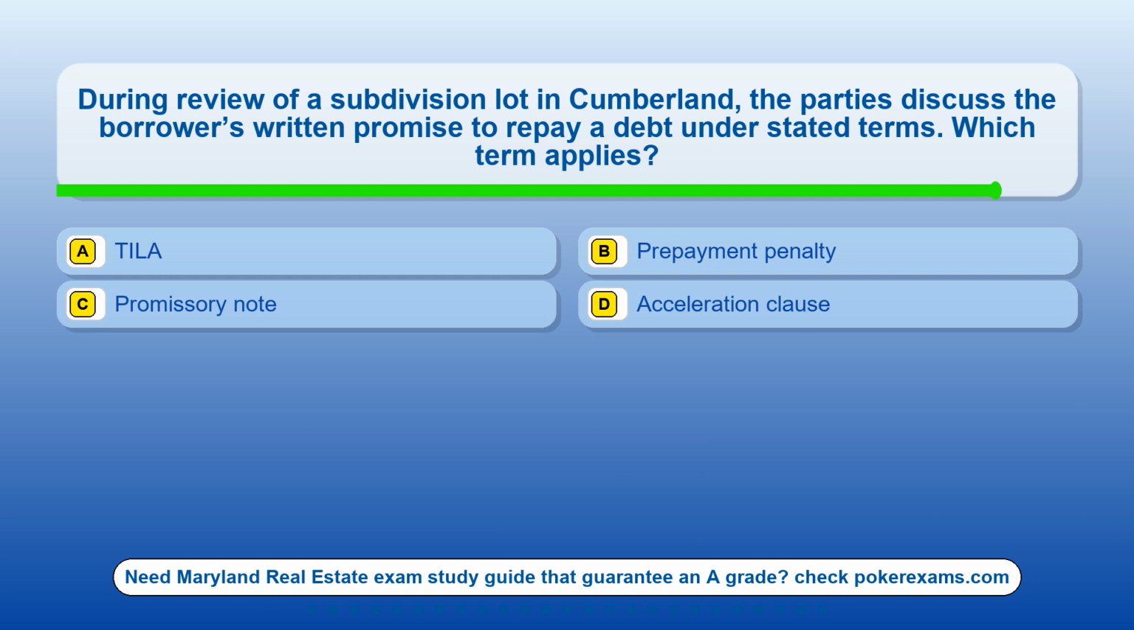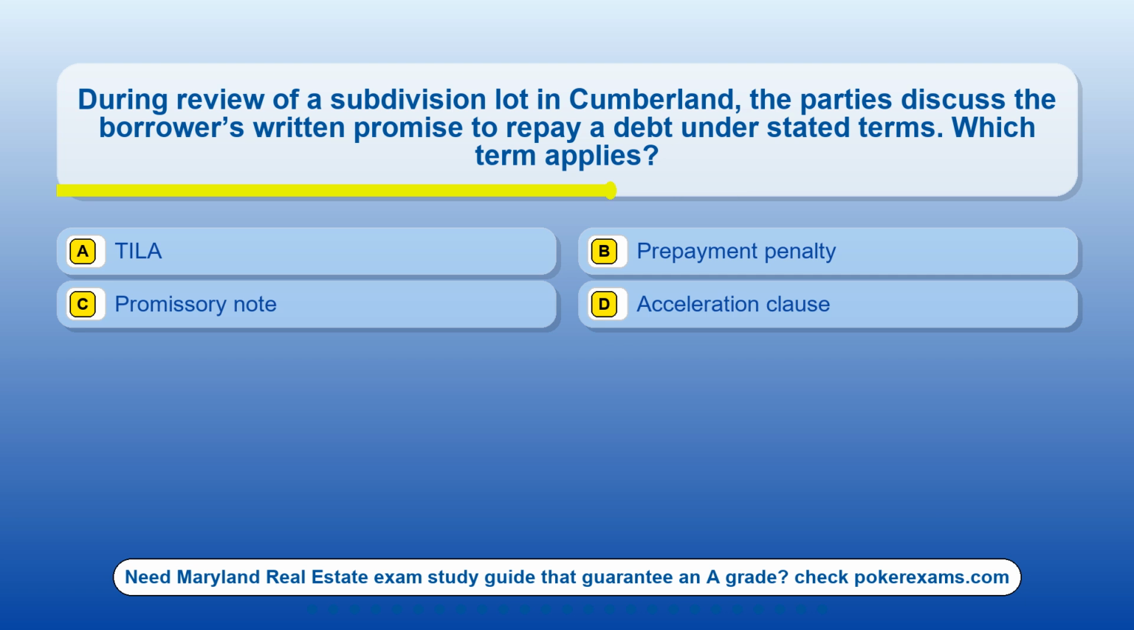Question 12. During review of a subdivision lot in Cumberland, the parties discuss the borrower's written promise to repay a debt under stated terms. Which term applies? Option A, TILA. Option B, prepayment penalty. Option C, promissory note. Option D, acceleration clause.